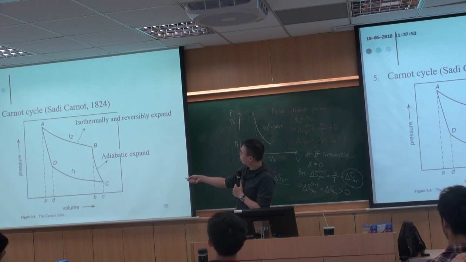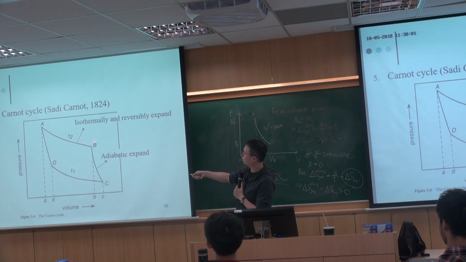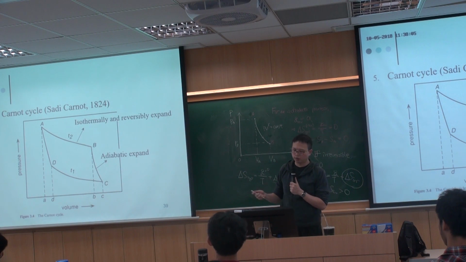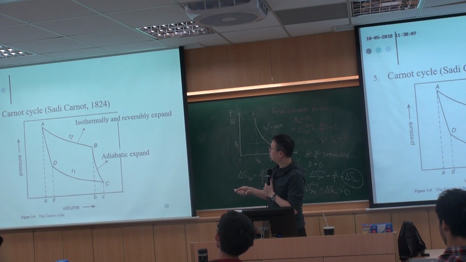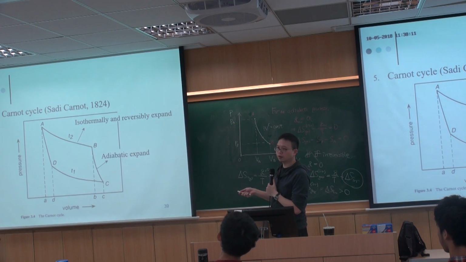And there's an isothermal expansion at a higher temperature. So here, from A to B, you have this isothermal expansion at temperature T2. I'm not sure why in this textbook it uses this small t, but just bear in mind that this means the temperature is at a higher temperature T2.